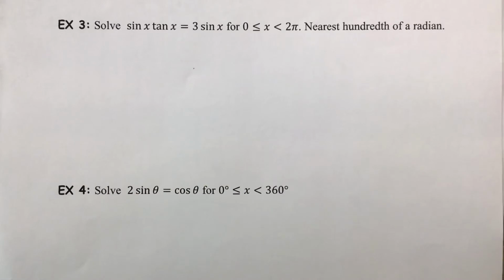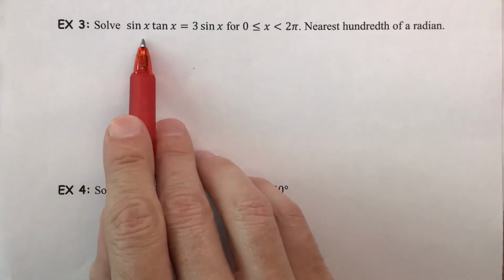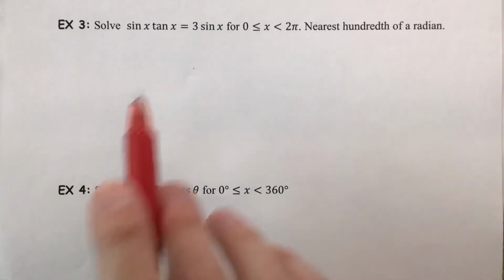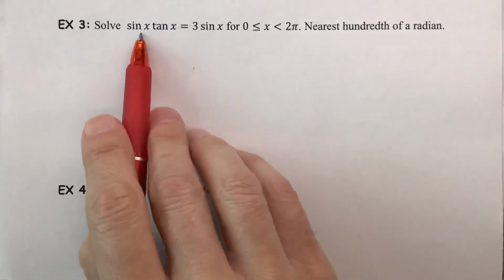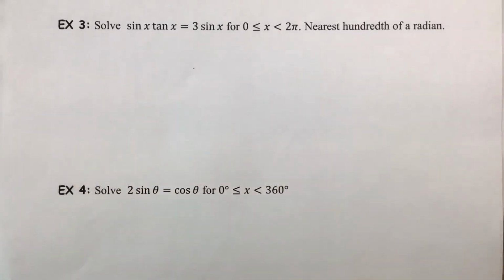Example 3, we've got sine x times tangent x is equal to 3 sine x. Now, one of the most important things that you learn from this problem is what to not do. Yes, you do have a sine x on the left and you have it on the right. You cannot divide those out. It is very important that you know that you should not ever divide an x out of a problem, because when you do that, you actually lose an answer.